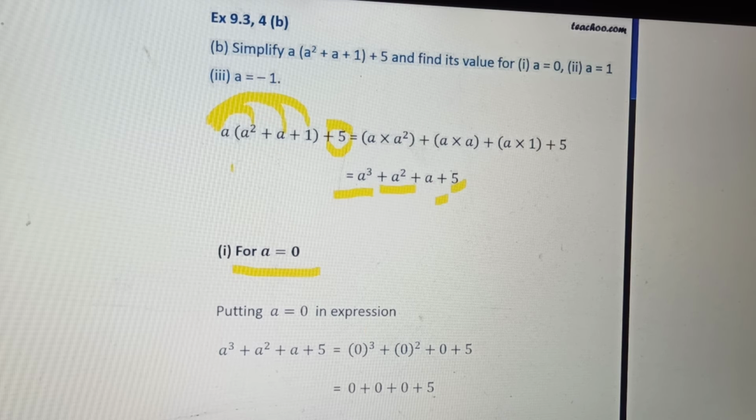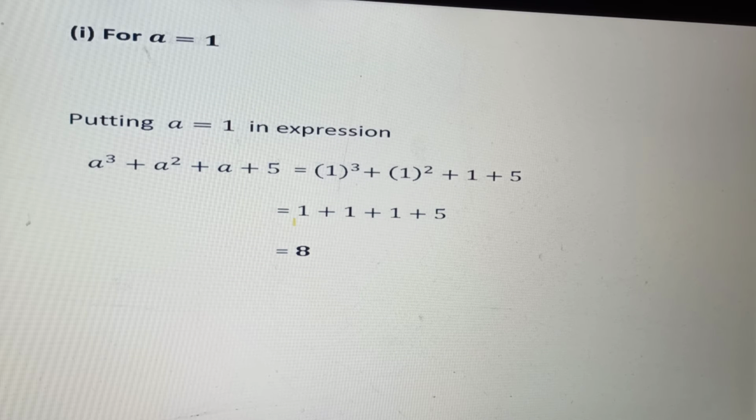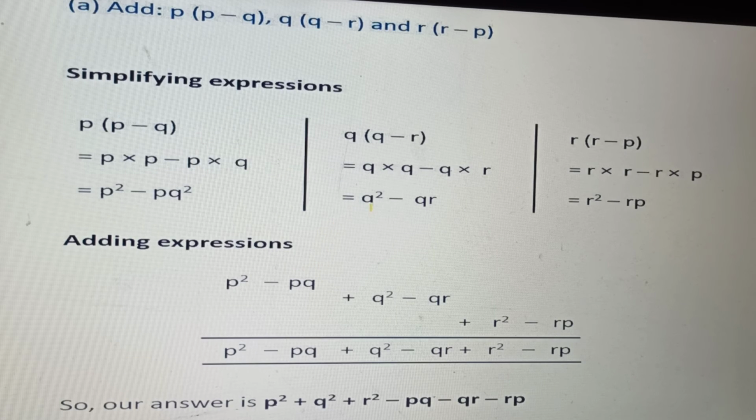A equal to 1, what will be the answer? 1 square plus 1 plus 1, that is 3, plus 5. 6, 7, 8. A equal to minus 1, what will be the answer? Plus 1 minus 1 get cancelled, plus 6 will be the answer. So for a equal to 1, we got 1 cube plus 1 square plus 1 plus 5, so 8 will be the answer. Look, a equal to 1, substitute 1.